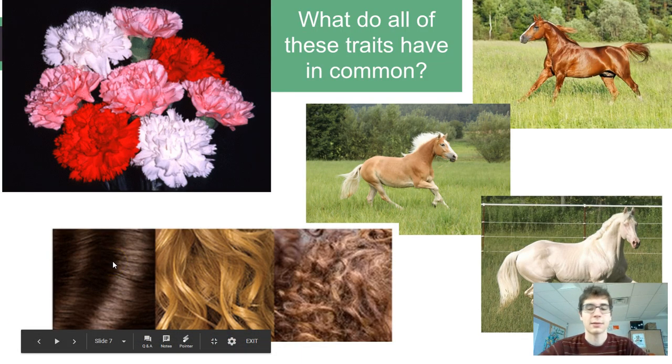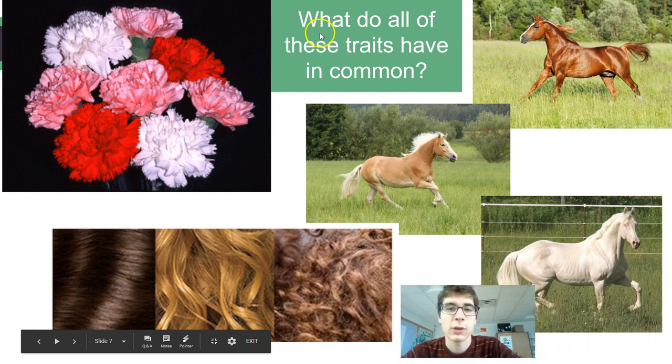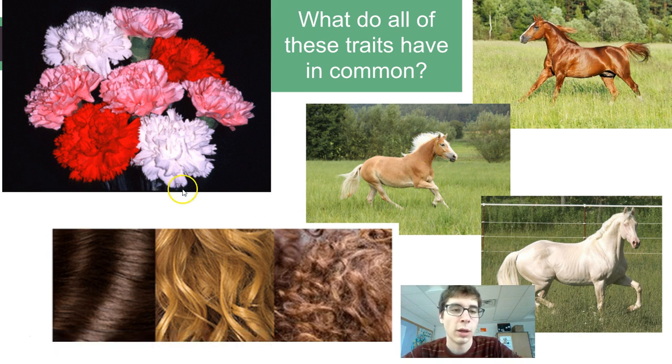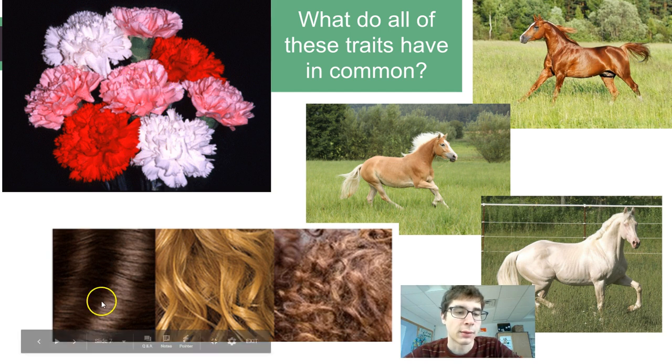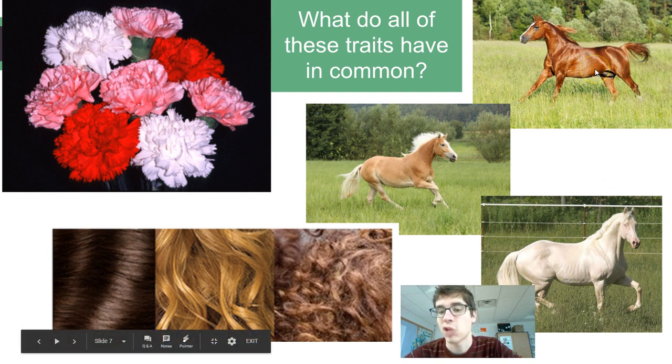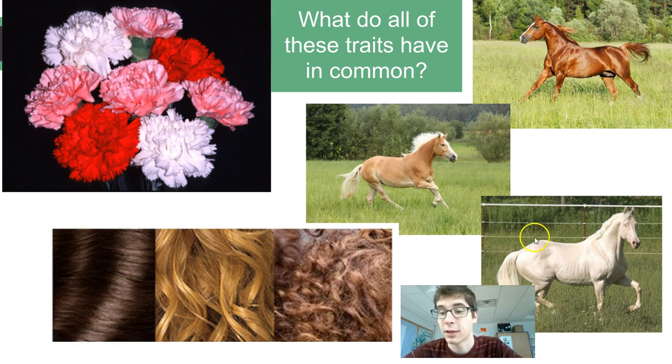Okay, the next type of trait that we're looking at is presented here. So here the question is, what do all these traits have in common? Well, if we look at this flower here, we've got white, red, and pink. With hair type, we've got straight, wavy, curly. Horse coat, white, tan, and chestnut. And I learned that this is actually called cremello. This one is called palomino, and this one's called chestnut. If you're a horse enthusiast, maybe you already knew that. Okay, so what they all have in common, though, is that our traits are blended.